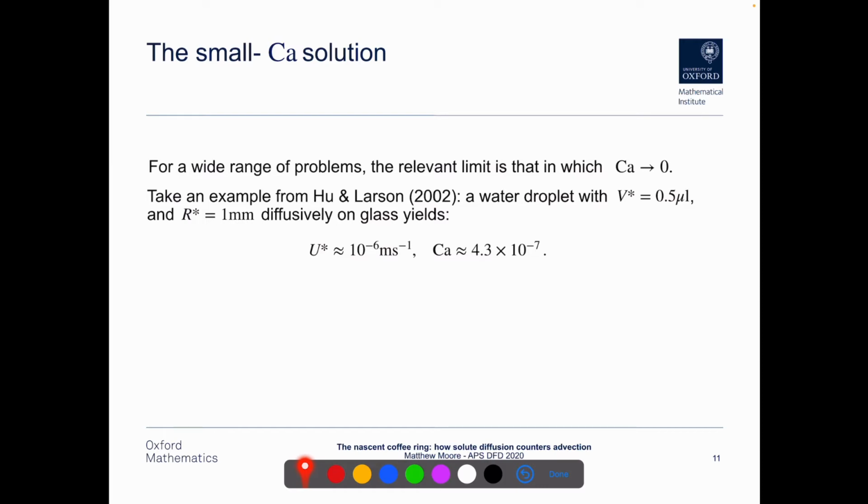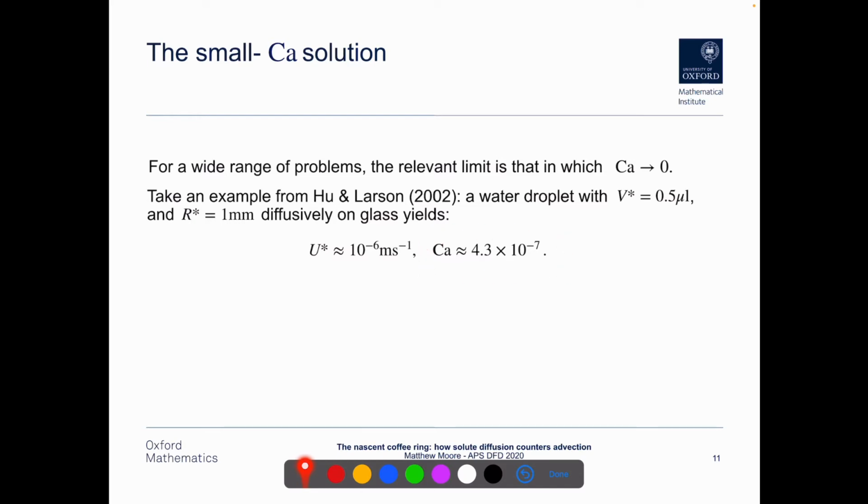And this is much more general than this. You can look at a variety of experiments looking at evaporation and the coffee ring effect, and this is a very common thing to see, that the capillary number is small. You'll also see that the evaporation induced velocity here, U star, is also very small. So we made that assumption of slow flow a few slides ago, and that was a very reasonable assumption to make as well.